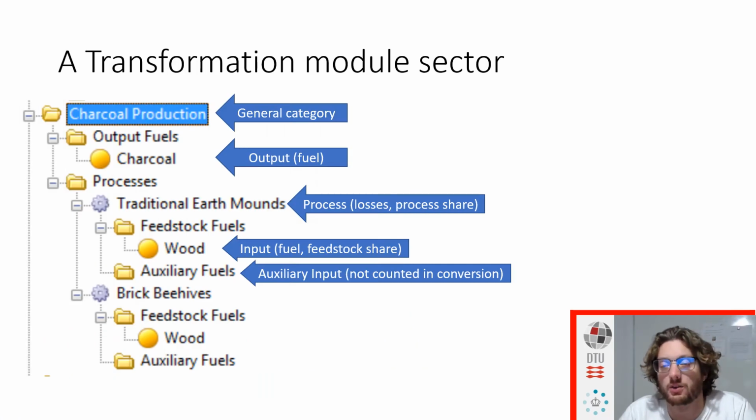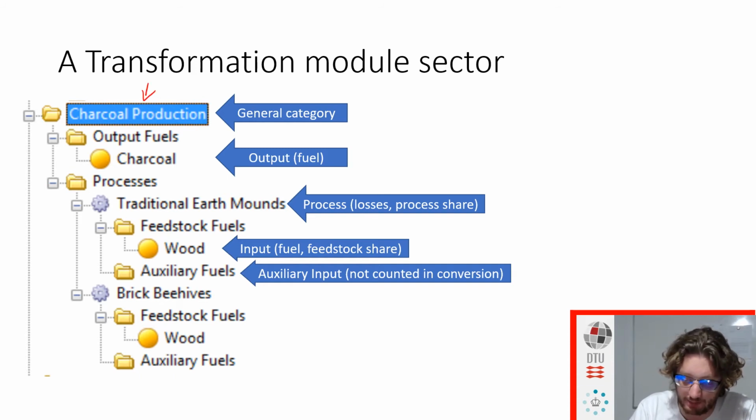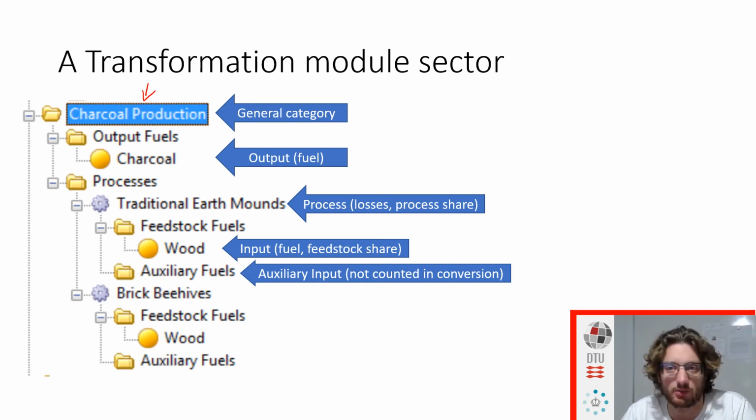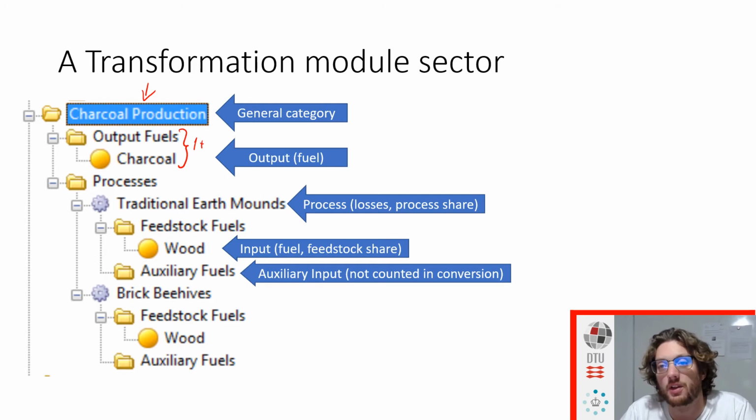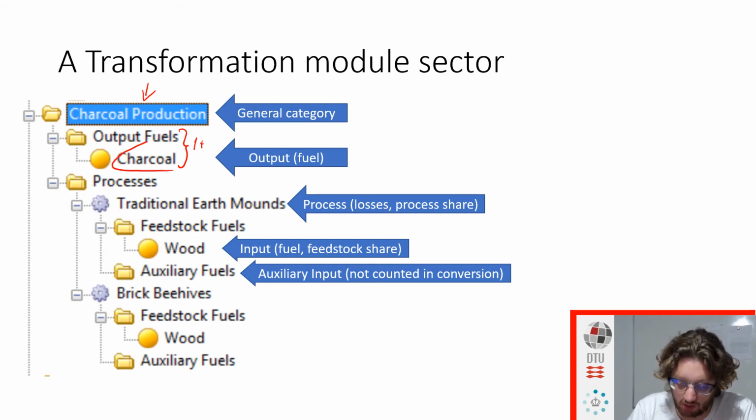So how does the transformation module look? How does the sector look? So you have the general category. This is basically just a name. We call it charcoal production. And depending on how you make it, with most of them you can define your output fuels, and actually you can have more than one. So this one, but you can have more than that. And that is, in this case, charcoal.